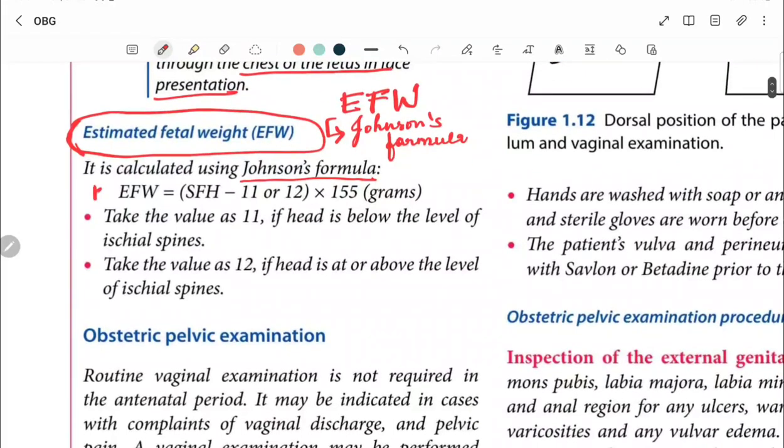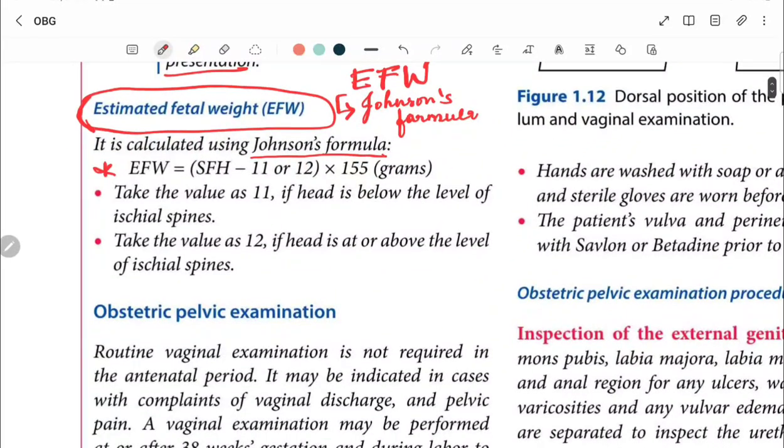So what is this Johnson's formula? It says that the estimated fetal weight is equal to symphysiofundal height minus 11 or 12, into 155, in grams. Very important, guys. Symphysiofundal height minus 11 or 12 into 155 grams.